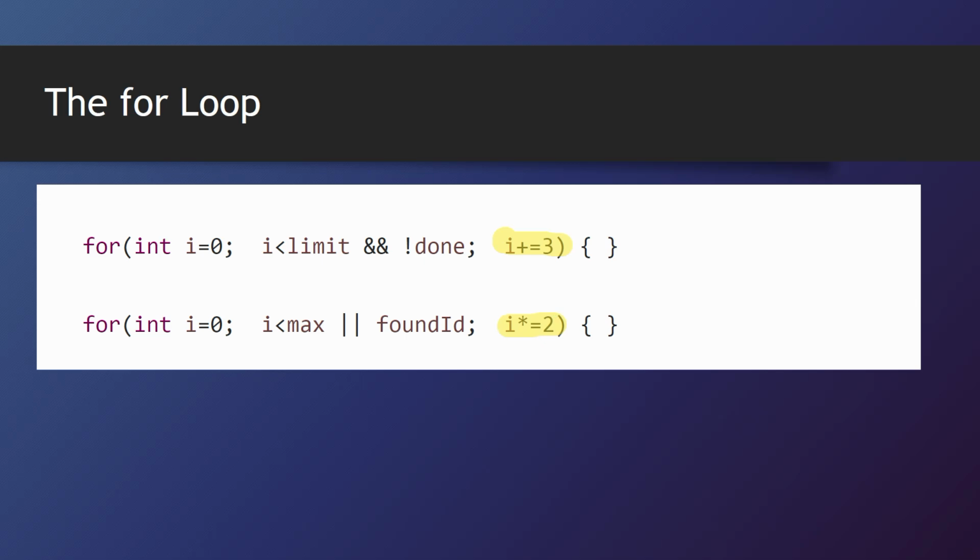Also note that your condition can be a more complex condition that uses an AND or an OR to combine multiple Boolean expressions. Finally, note that inside the for loop controls is one of the only places in Java where using a single letter variable name is actually common and best practice.